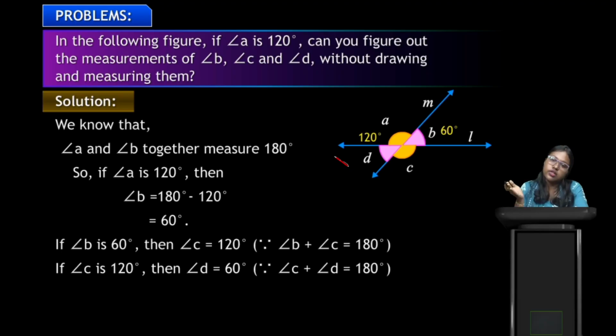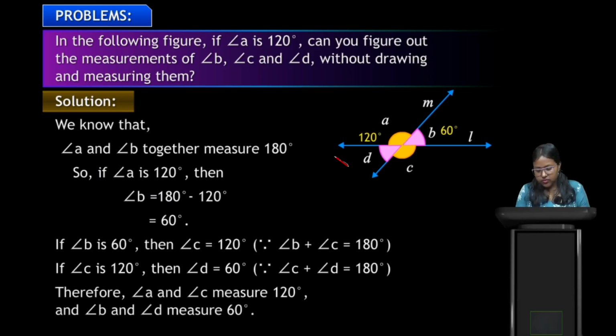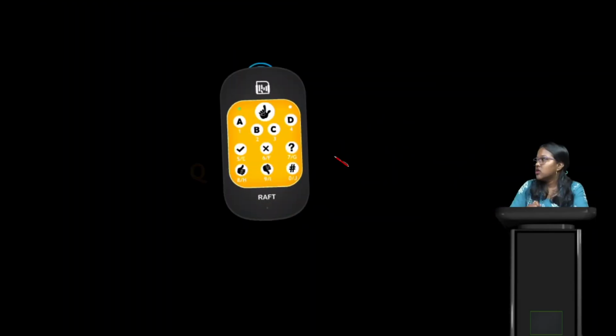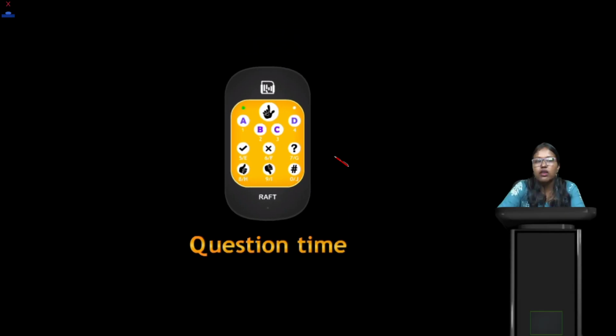As angle C is 120, obviously angle D will be how much? 60 degrees, because 120 plus 60 gives you 180. So angle D is 60 degrees. Then angles B and D measure 60 degrees. So what do we conclude? B and D both measure 60 degrees, and angle A and angle C both measure 120 degrees.